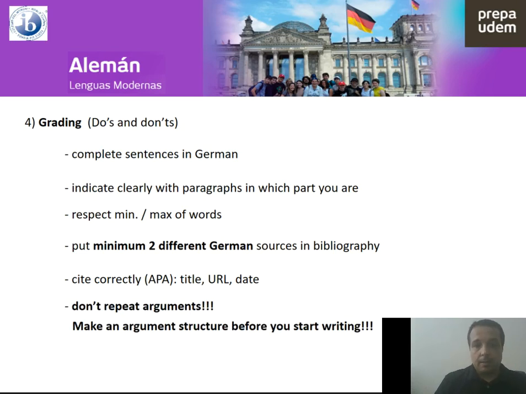Then, as I said, don't repeat arguments. Make an argument structure before you start writing. That's really, really important. Make a structure as fact 1, fact 2, fact 3 for the introduction. Argument 1, argument 2 for the comparison. Argument 1 for reflection question 1 plus development. Argument for reflection question 2 plus development. Argument for reflection question 3 plus development. And if you have that, then start writing. Yes, please make an argument structure.